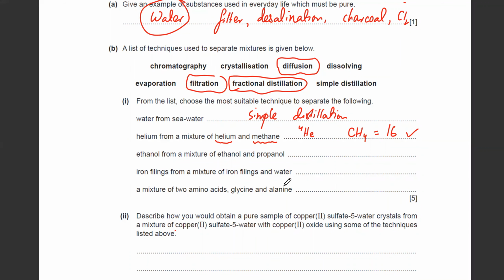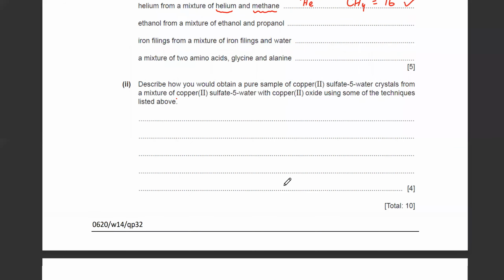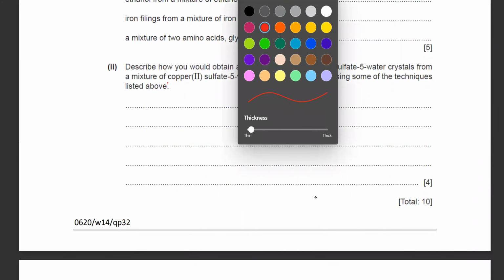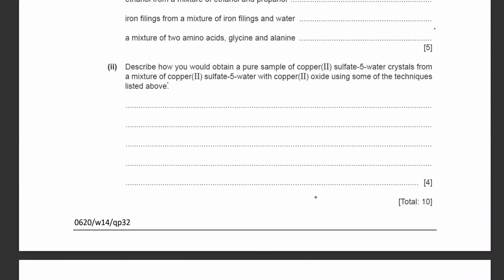And I told you about crystallization. I told you about this last thing. He's saying, how would you obtain a pure sample of copper 2 sulfate, 5 water crystals from a mixture of copper 2 sulfate, 5 water with copper 2 oxide? Now, you don't know both of these substances, so I'm going to tell you first. Don't worry if you don't know this, because we haven't learned this at the moment.